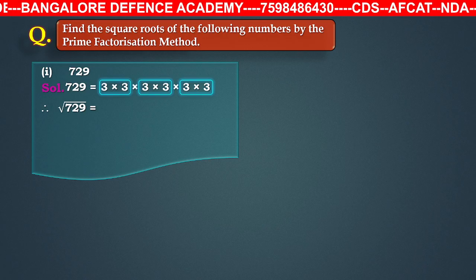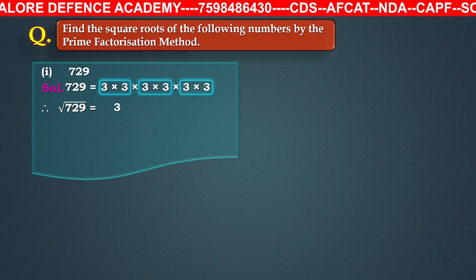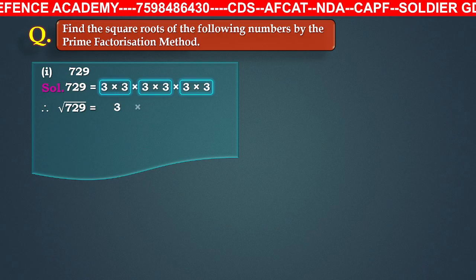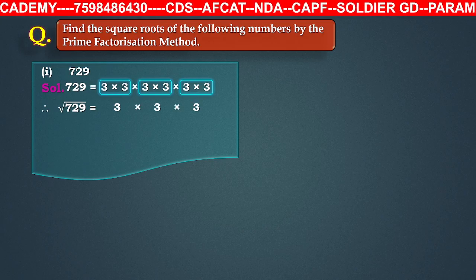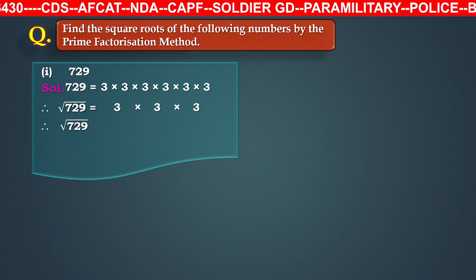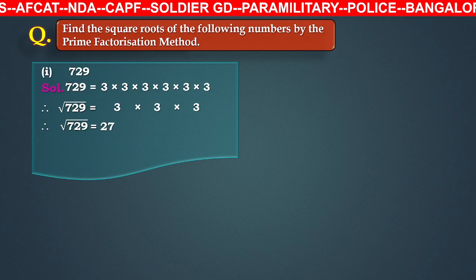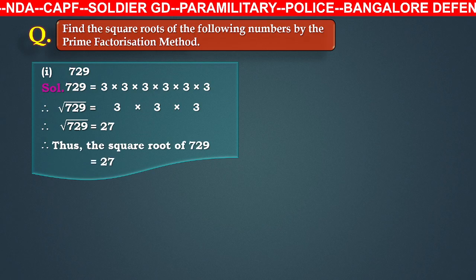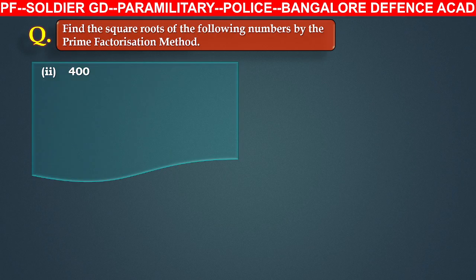So what I get, the square root of 729 is, from here I take one 3, from here one 3, and from here one 3. So 3 into 3 into 3, that is 27. So the square root of 729 is 27. This is called the factorization method.